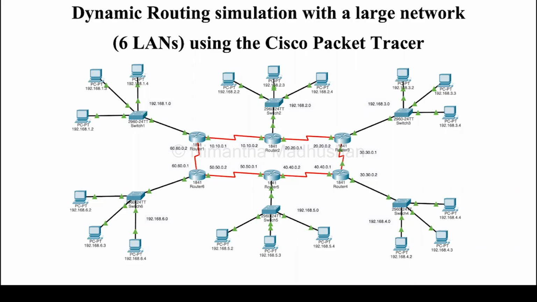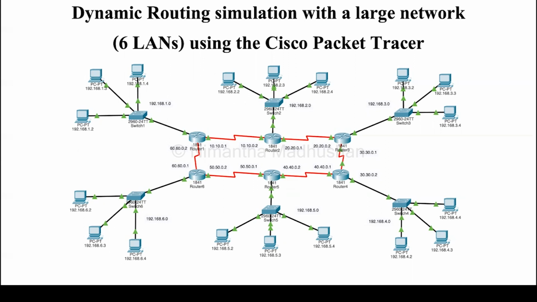Welcome everyone. In this video, I will explain how to do the dynamic routing protocol for a large network using 6 local area networks using the Cisco Packet Tracer software. This is the final diagram of the network. I used 6 local area networks. IP addresses of each network are indicated in the figure.